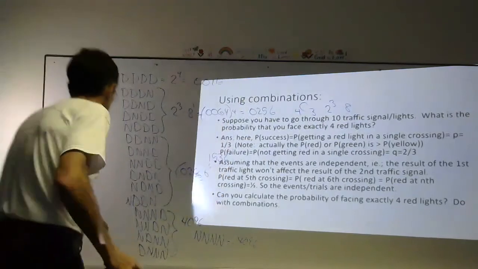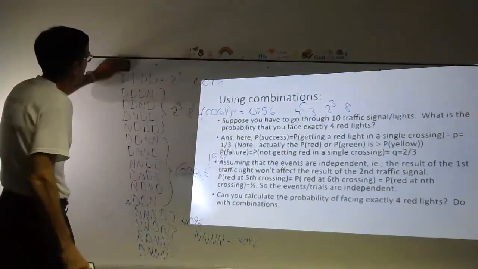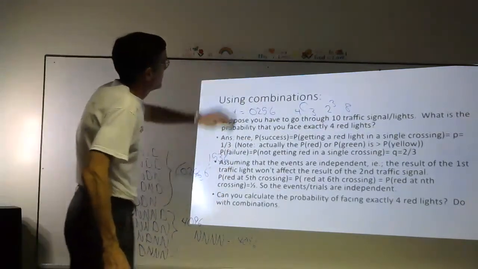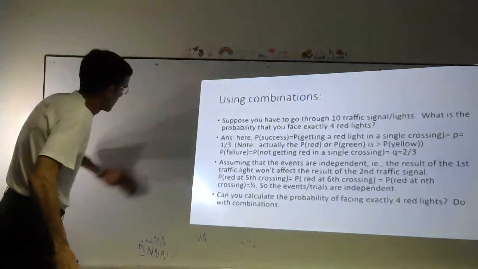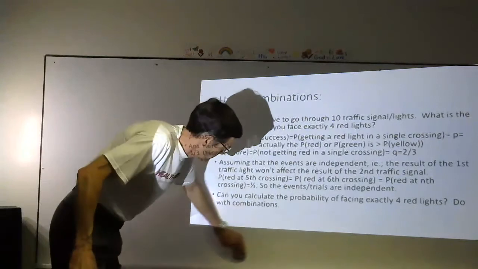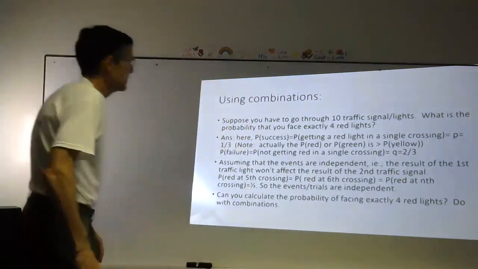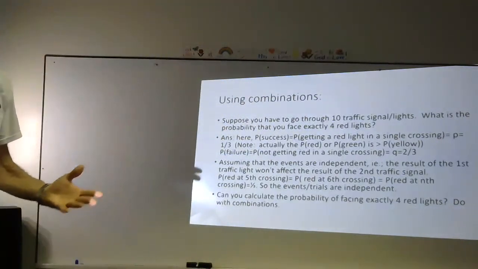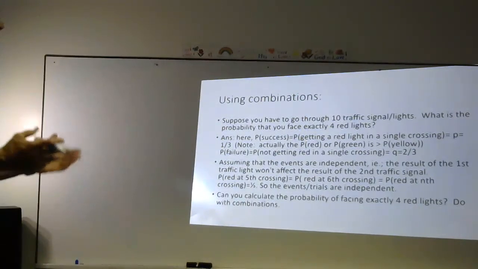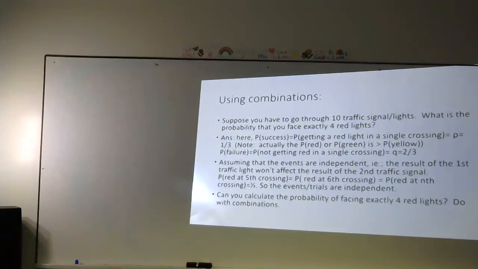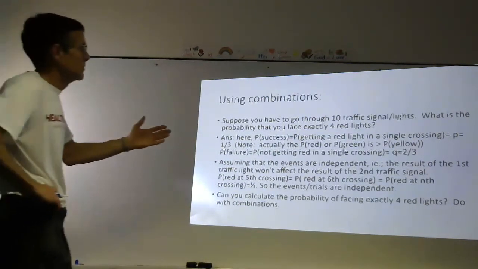Okay, so enough of this work. So let's do it now just with combinations, okay? You go through 10 traffic signal lights. What's the probability you face exactly 4 red lights? Now, let's talk a little bit about here.